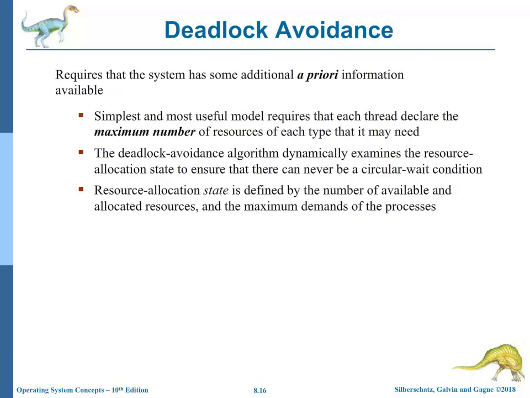For deadlock avoidance, the simplest and most useful model requires that each thread declare the maximum number of resources of each type that it may need.